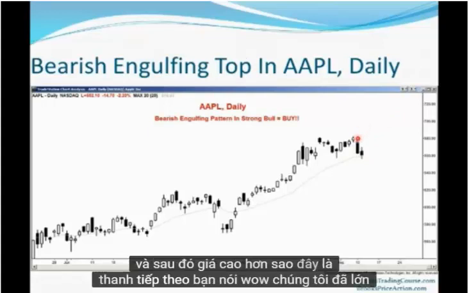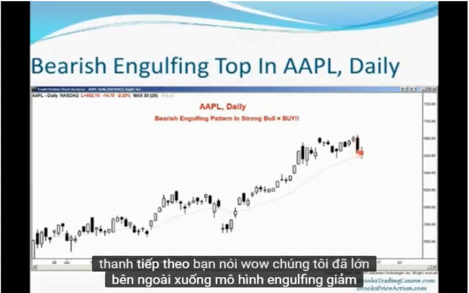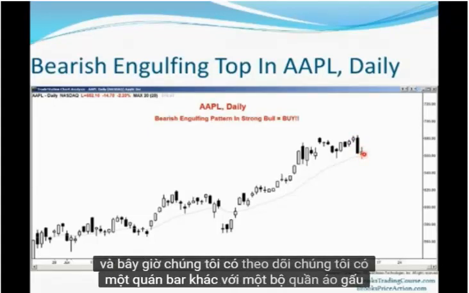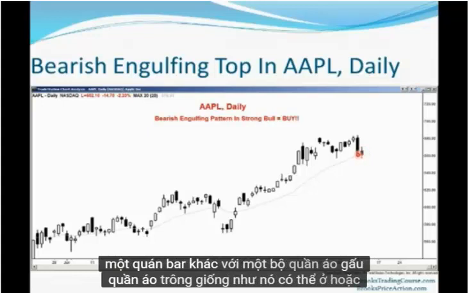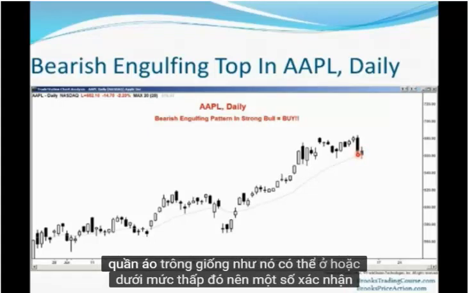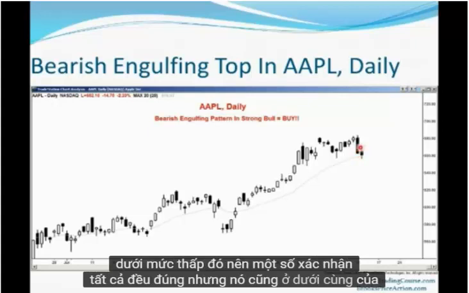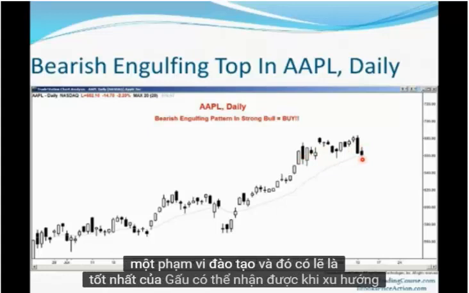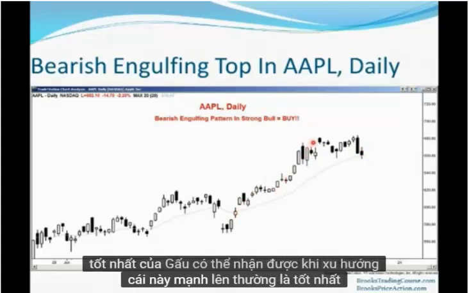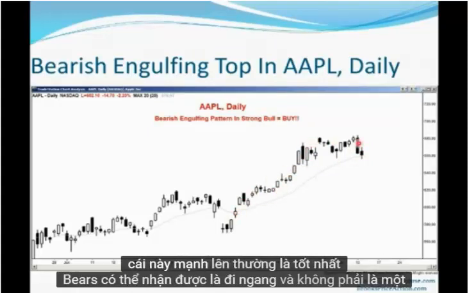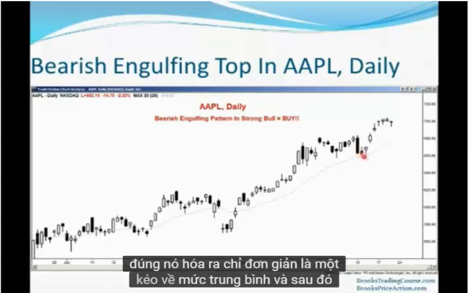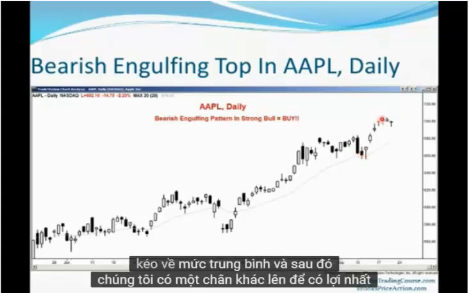Okay, here's the next bar. You say, wow, we got that big outside down bearish engulfing pattern, and now we have follow through. We have another bar with a bear close. The close looks like it might be at or below that low, so some confirmation. Yes, all true, but it's also the bottom of a trading range, and that's probably the best the bears can get. When the trend is this strongly up, usually the best the bears can get is sideways and not a reversal down. And this is what followed, right? It turned out to be simply a pullback to the moving average, and then we got another leg up.